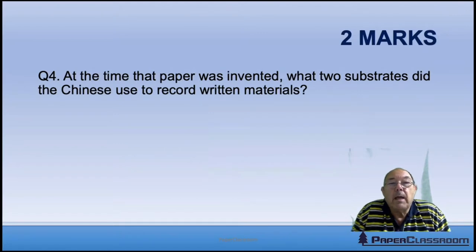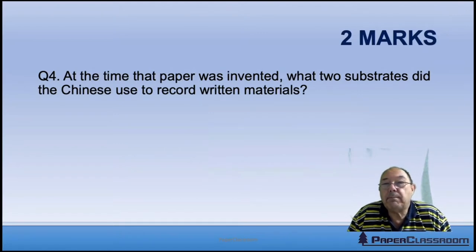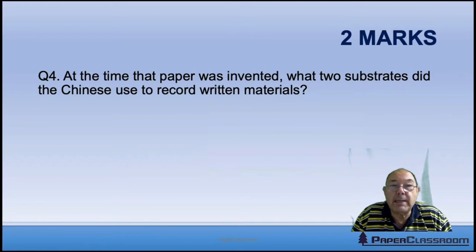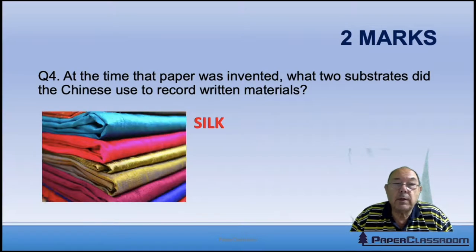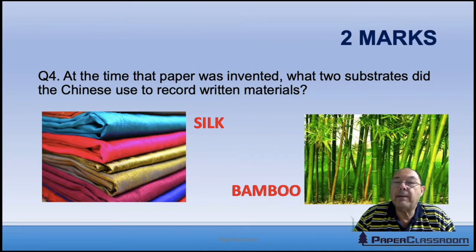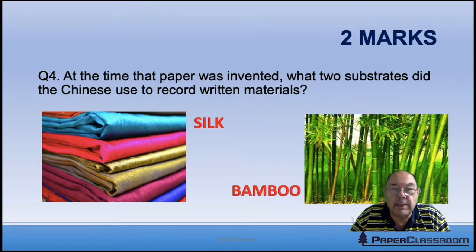Question 4. At the time that paper was invented, what 2 substrates did the Chinese use to record written materials? Well, they used silk, because there was plenty of silk around. That's what the Chinese were famous for producing. And they used bamboo. But of course, Ts'ai Lun observed this, and his thinking was silk is way too expensive just for recording information.